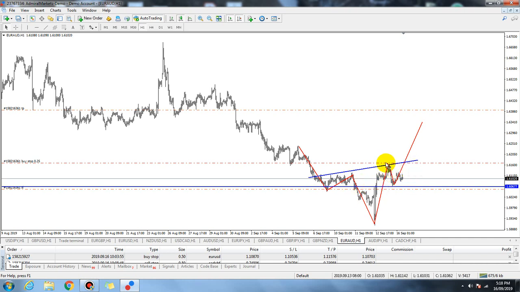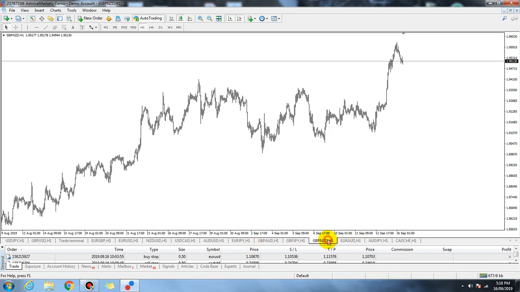So I have a pending order above on a break of the neckline, so that's the neckline there. Got a pending order on the break of the neckline. Stop is 100 pips, target's 200 pips to the upside, 2% risk on that.